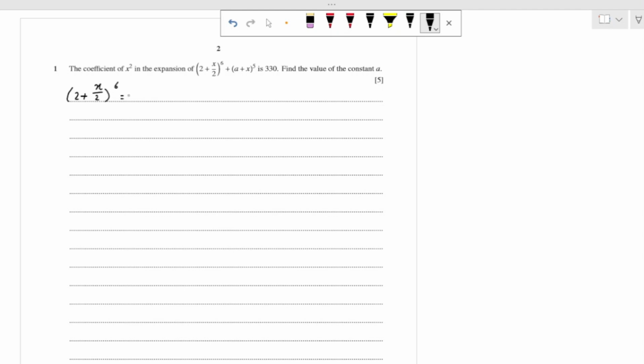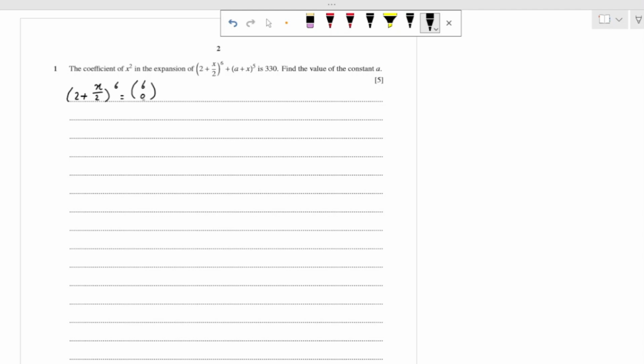So the first will be 6C0. This is, by the way, in the binomial form. We usually write the coefficients of each of the values of the expansion in this binomial form, which we can also later calculate on our calculator.